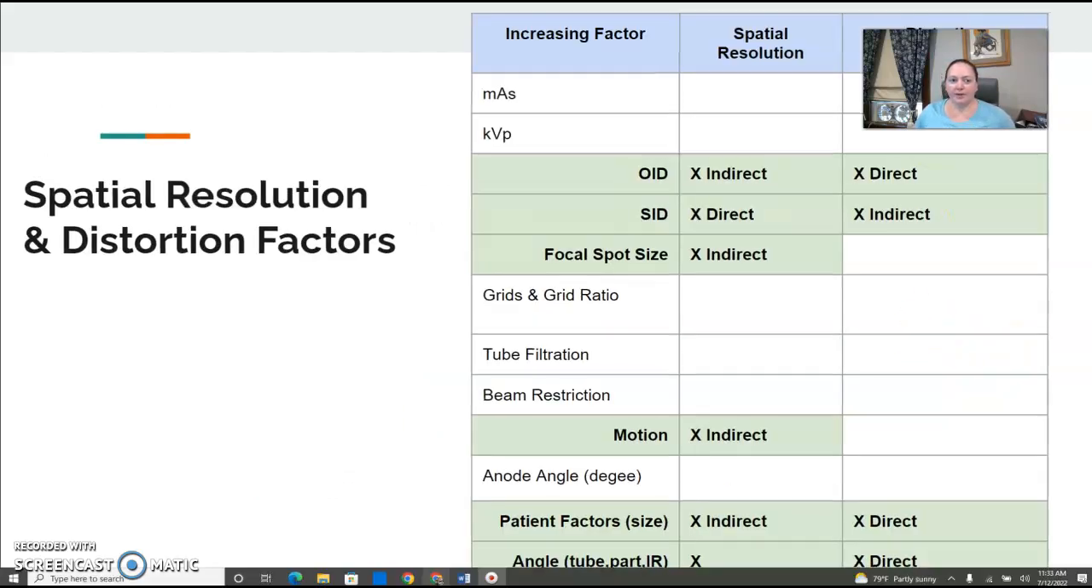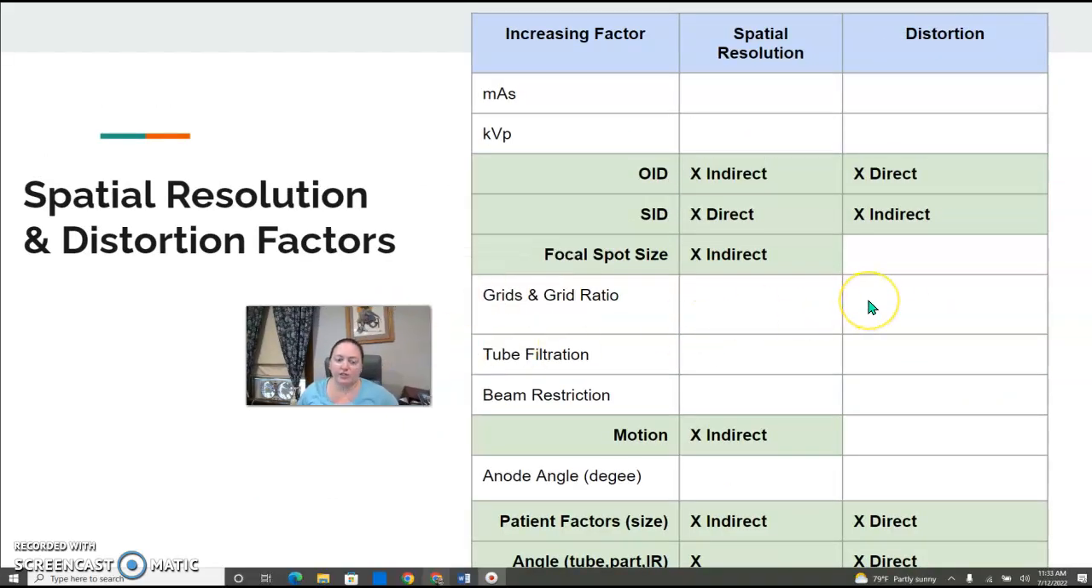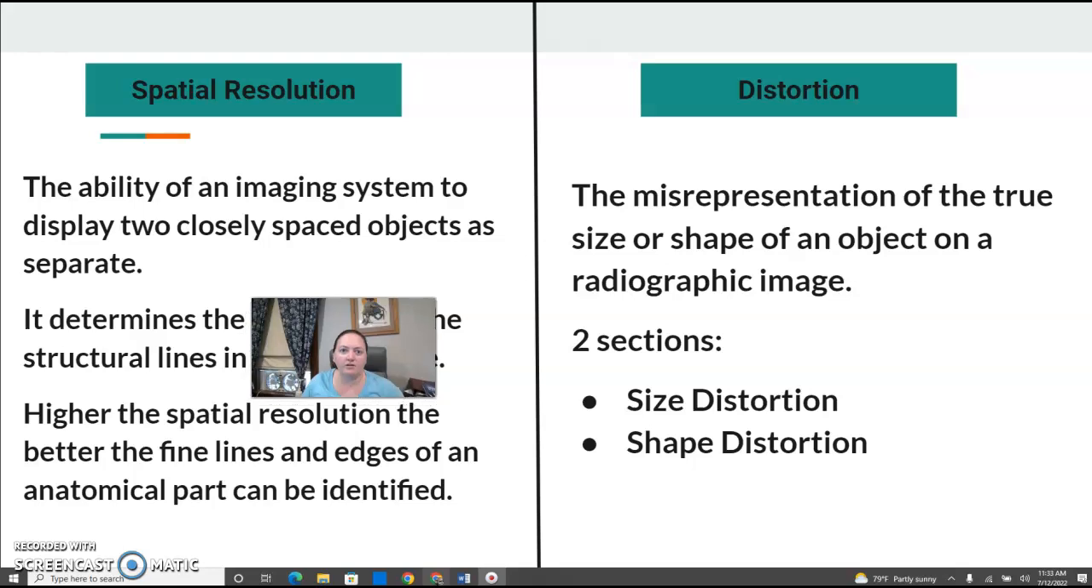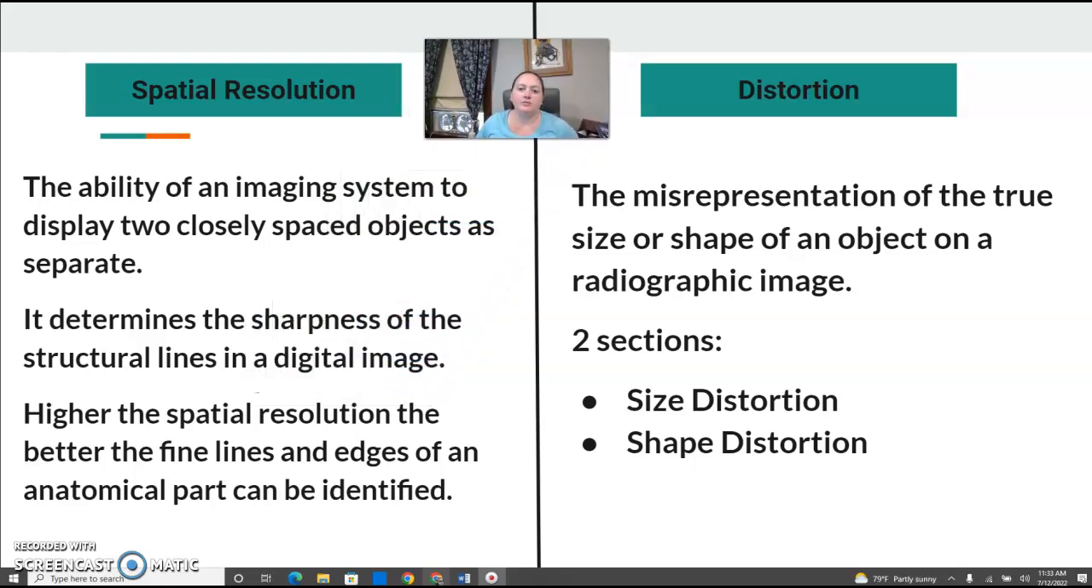So if we're talking about spatial resolution and distortion columns, we're going to separate these out specifically. And I'd like to start with basic definitions of the terms. So can you tell the difference? And we're going to start with distortion because I just think that one's a little bit easier to figure out. It's the misrepresentation of the true size or shape of an object on a radiographic image, divided into size distortion and shape distortion.